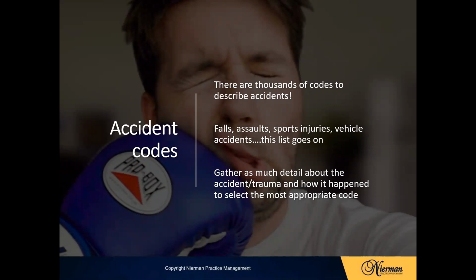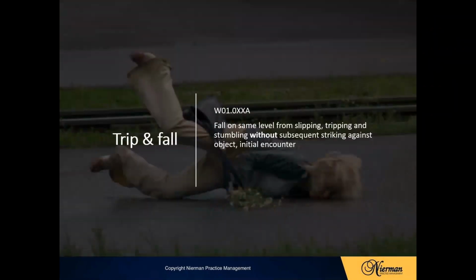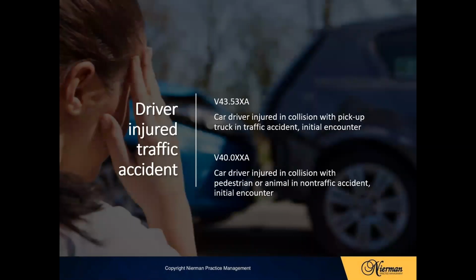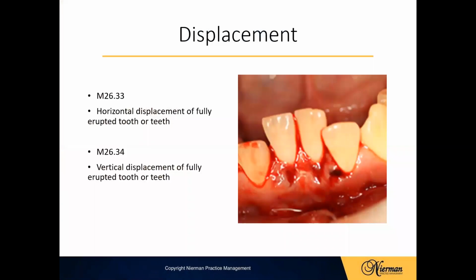Accident cases, there are thousands of codes to describe accidents, whether it's a fall, assault, sports injury, the list goes on. So with an accident, you want to gather as much detail as you can about how it happened. And then there's a code for that. Fall on same level from slipping, tripping with subsequent striking against object. Okay. Driver injured in traffic accident. Displacement of teeth. So the teeth might not be missing or fractured from the accident, but they might be displaced. So there's a code for that.